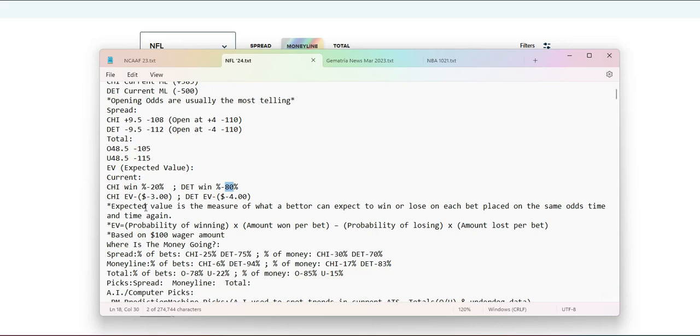The expected value is what a bettor can expect to win or lose placed on the same odds time and time again. And the formula is right below that right here. And it's all based off $100 wagers.